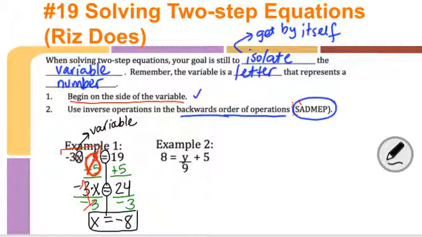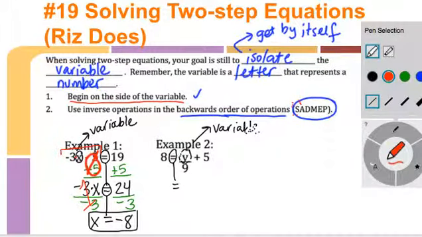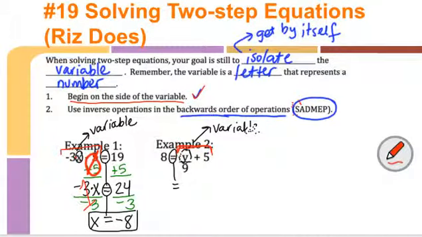Okay, let's do example 2. I'm going to follow the same process here. Again, I want to find my middle. That's my equal sign. I want to find my variable. In this case, it's y. I'm going to read the problem. It says 8 equals y divided by 9, add 5. So again, based on my process, I'm going to start on the side of the variable. Side of the variable is y divided by 9 plus 5.